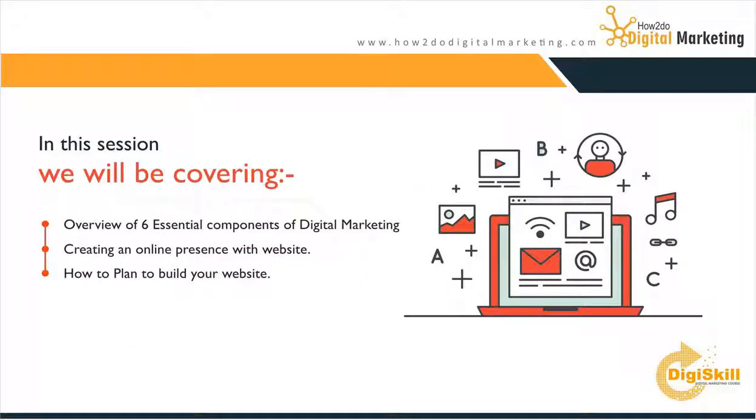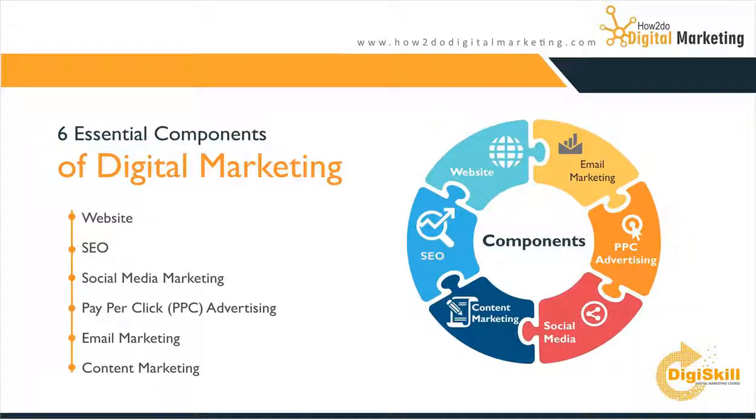And today, in today's session, we are going to touch upon a very important topic. Digital marketing components that we were talking about are essentially six in number. The six components are, first of all, your website. The second is search engine optimization or SEO. The third is social media marketing. The fourth is pay per click, or as many people call it, PPC advertising. The fifth is email marketing. And the last but not the least is content marketing, which essentially is the core of today's digital marketing.